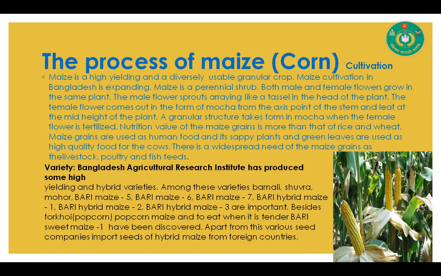Variety. Bangladesh Agricultural Research Institute has produced some high-yielding and hybrid varieties. Among these varieties, Barnali, Shudro, Mohor, Bari Maize 5, Bari Maize 6, Bari Maize 7, Bari Hybrid Maize 1, Bari Hybrid Maize 2, Bari Hybrid Maize 3 are important. Besides, for khoi there is popcorn maize, and to eat when it is tender, Bari sweet maize has been discovered. Apart from these, various seed companies import seeds of hybrid maize from foreign countries.